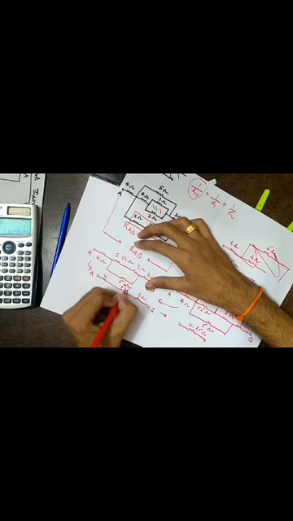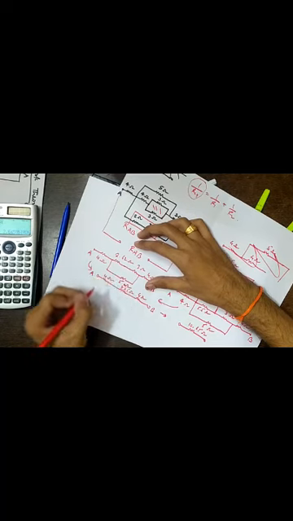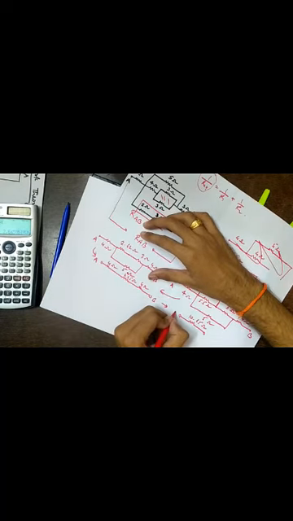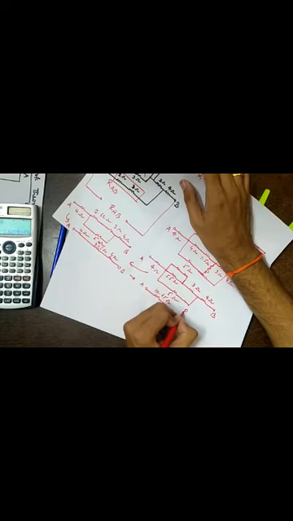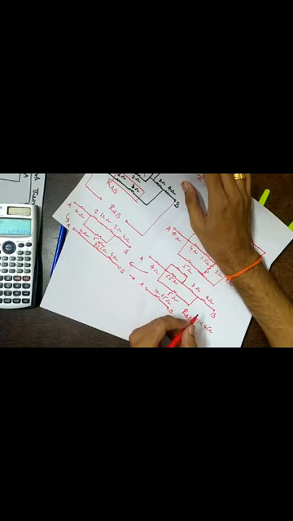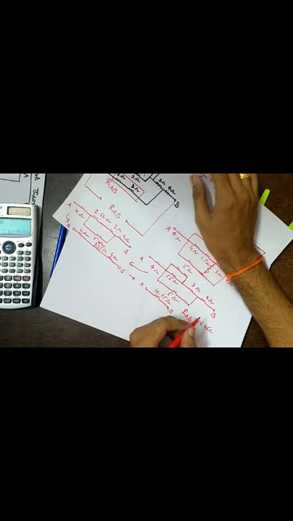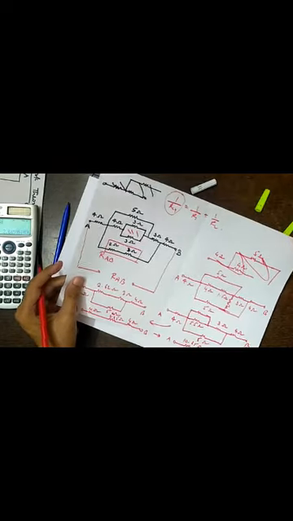Never forget to write the unit. I can afford to skip the units. You don't skip the units. You always have to mention units, else you will lose marks. So what is R_EB? 10.65 ohms. Right? So this is a very simple example.